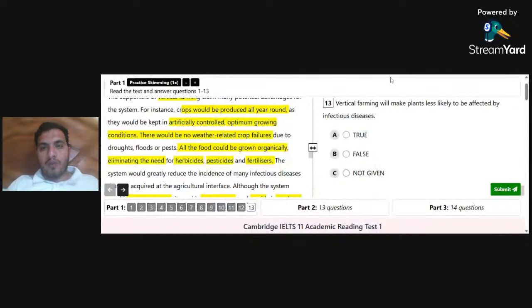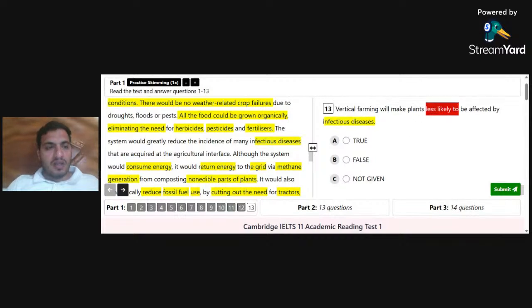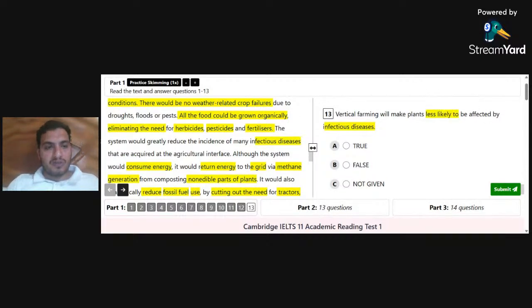Vertical farming will make plants less likely affected by infectious disease. अभी हम यहाँ पे एक जगह पे देखें, vertical farms होंगे, उनमें infectious diseases बहुत कम आएंगे. Less likely, greatly reduce, affect, incidence of many infectious diseases. So it would be true.